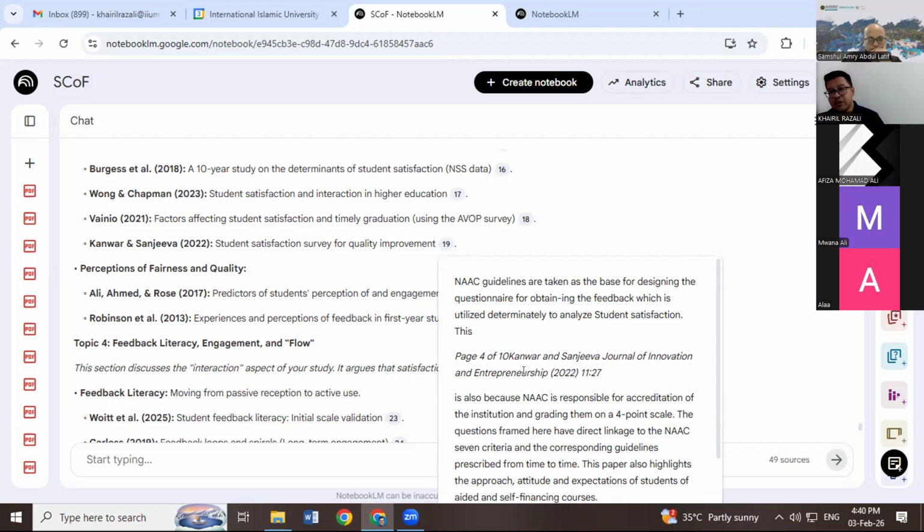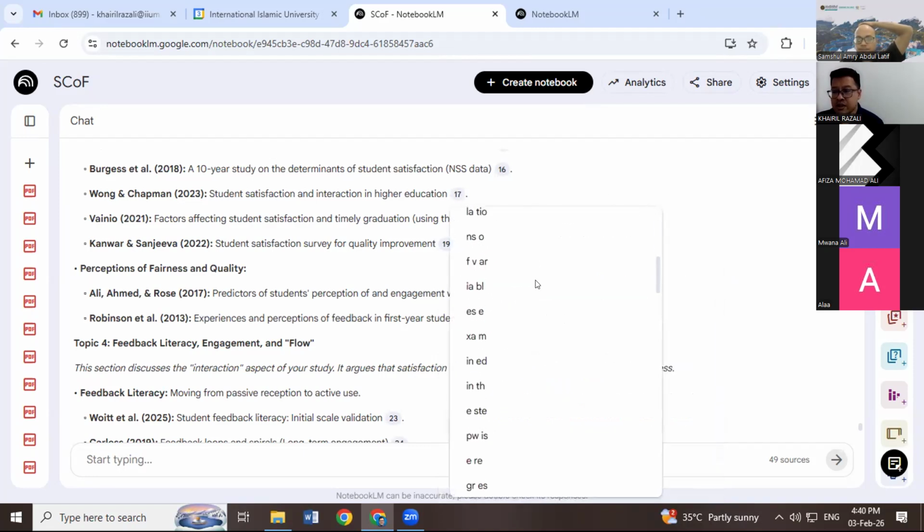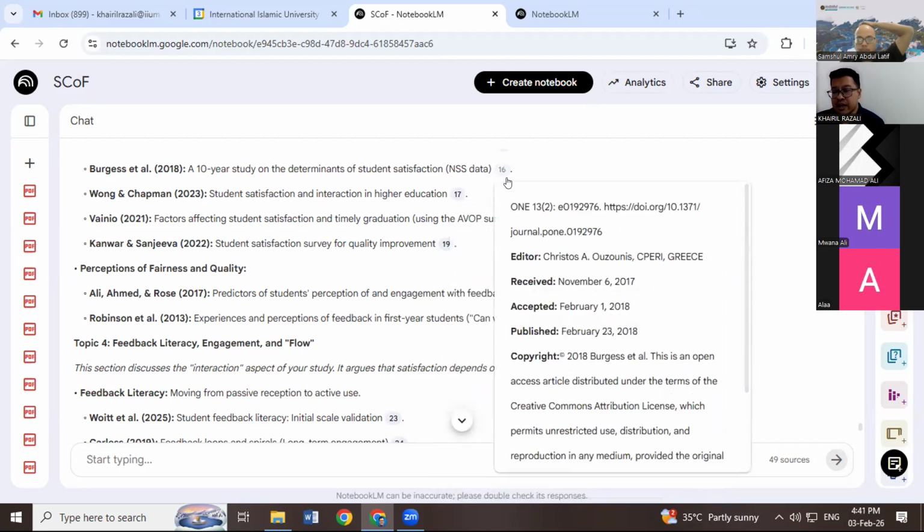Because if you ask Gemini, Copilot, or especially ChatGPT, they will just make up some ideas, but it is not based on any specific concrete reference or evidence. Everything that this gives you is actually from the table, based on the papers that you have uploaded.